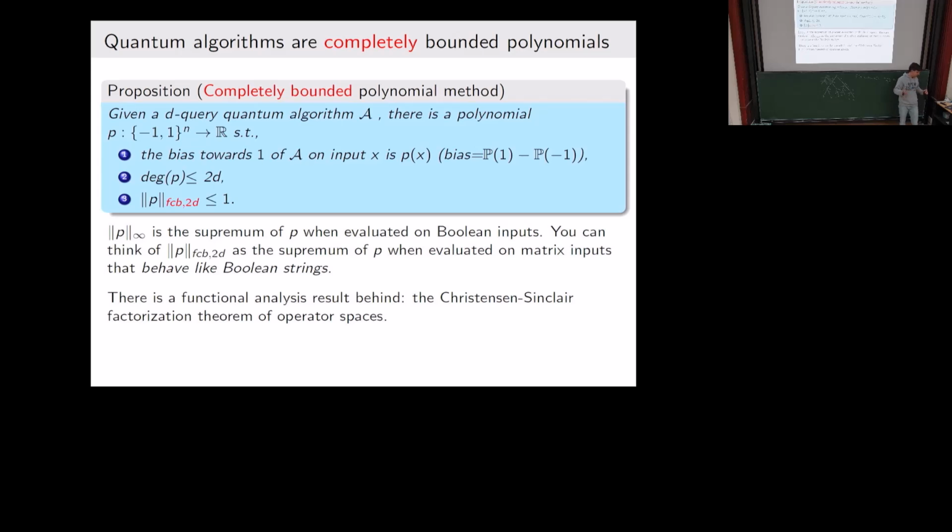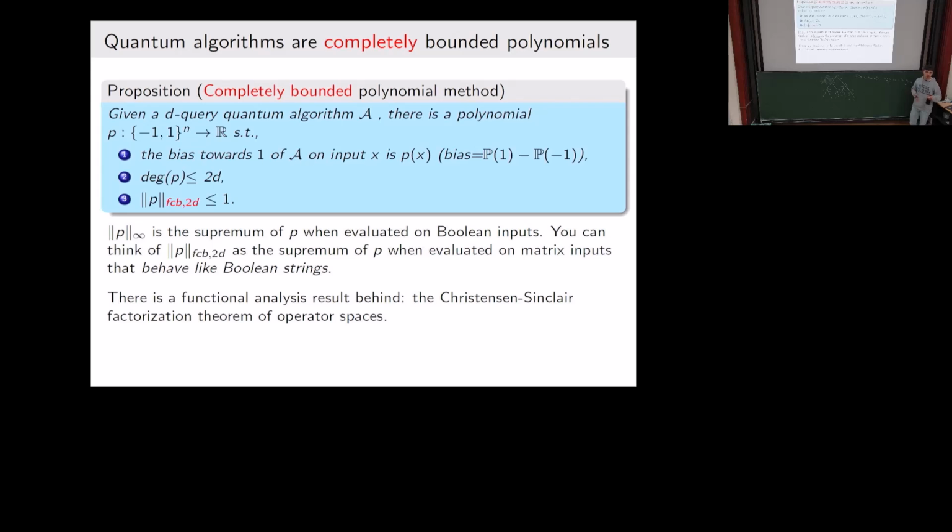In fact, we knew the polynomial method result, the fact that quantum algorithms output polynomials that are bounded in the infinity norm by the degree. This is something that we have known for more than 25 years. But this is very recent. This was only discovered recently, and somehow it was an open question that had been around in the mind of the community for a long time, to try to give a meaningful notion of polynomial degree that characterizes quantum algorithms. But this was not so easy to know because this required a result from another area, which is what I'm going to say now, which is the Christensen and Sinclair factorization theorem, which is just a result of operator spaces.